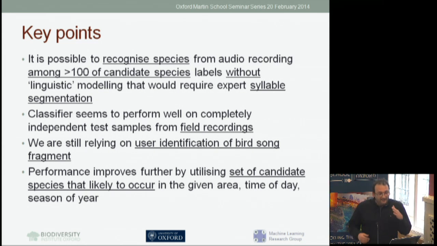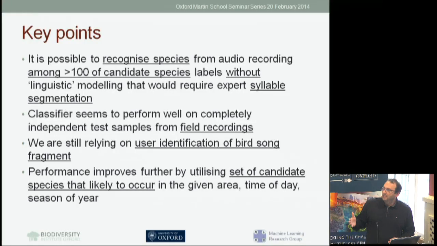Try to automatically identify what is likely to be bird song, and then classify that, rather than noise or a bus going by or whatever. And obviously, as I showed, the performance improves if you narrow down the number of classes you're looking at. And on a smartphone, this is very easy to do because you know exactly where you are, what time of the day it is, what time of the year it is.